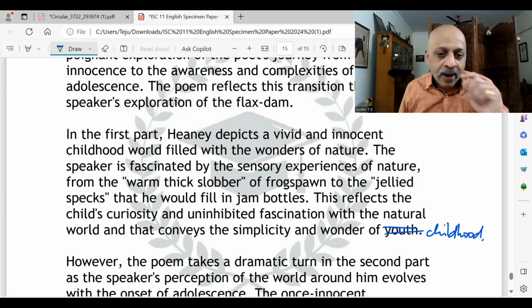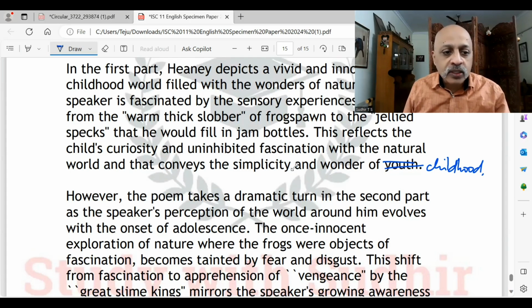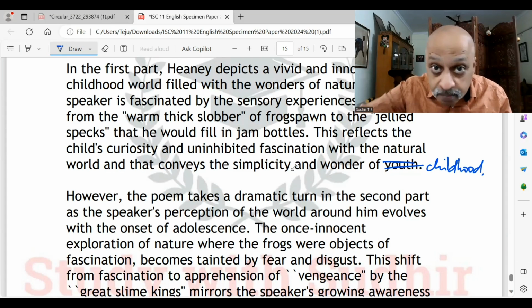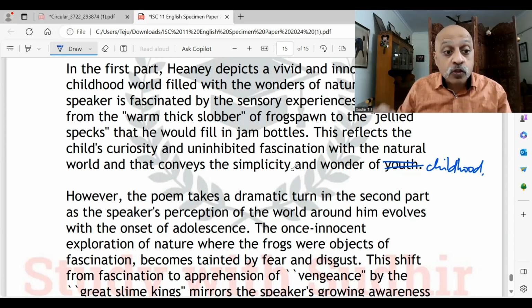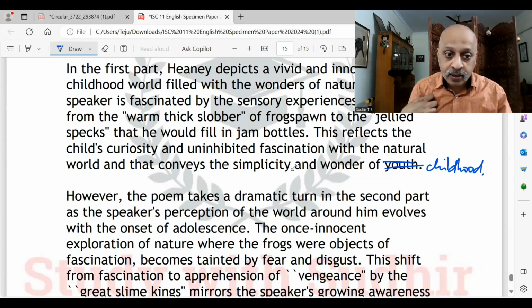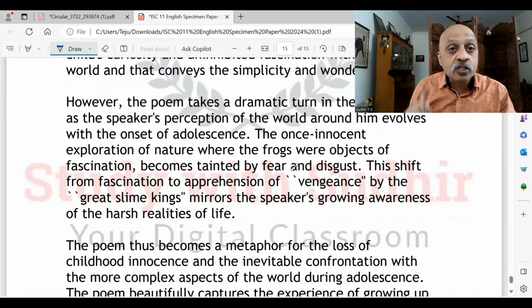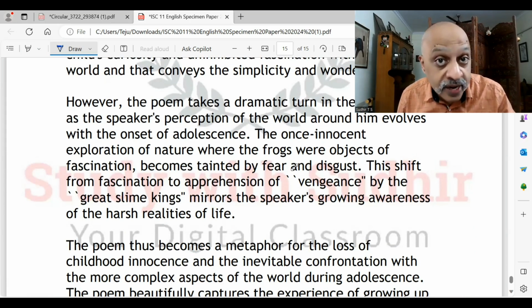However, the poem takes a dramatic turn in the second part as the speaker's perception of the world around him evolves with the onset of adolescence. The once innocent exploration of the same nature, where the frogs were the object of fascination, now he's repulsed and he's fearful, he's apprehensive, he's revolted, right, by the same scene. This shift from fascination to apprehension of vengeance, because उसको लगता है कि ये बदला लेने के लिए आ रहे हैं, right, by the great slime kings, mirrors the speaker's growing awareness of the harsh realities of life.